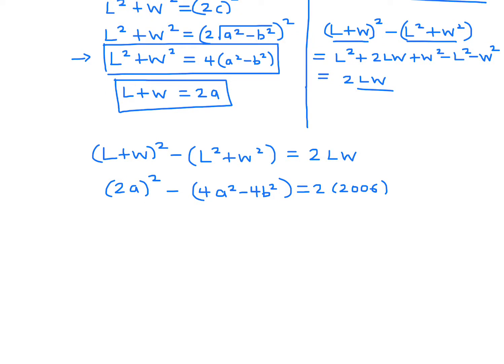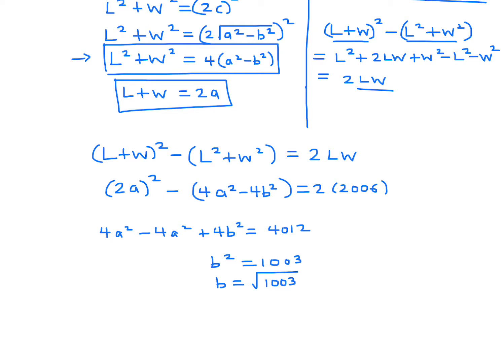So this looks like, if we expand this, it becomes 4A squared minus 4A squared plus 4B squared is equal to 4012. The 4A squareds both cancel, and then B squared will become 1003, and therefore B is equal to the square root of 1003.